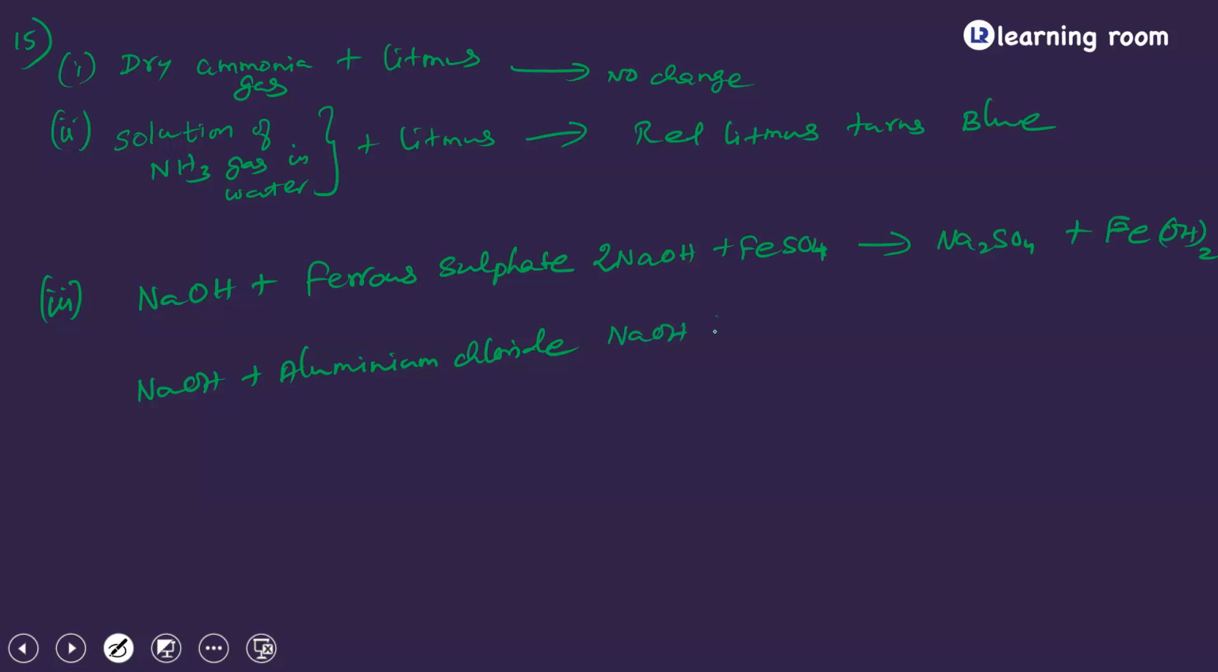NaOH, AlCl3, then it becomes 3 NaOH. It gives 3 NaCl plus Al(OH)3. Very good. So what is the name? Sodium hydroxide and ferrous sulfate give sodium sulfate plus ferrous hydroxide. Second case, sodium hydroxide and aluminum chloride give aluminum hydroxide and sodium chloride.